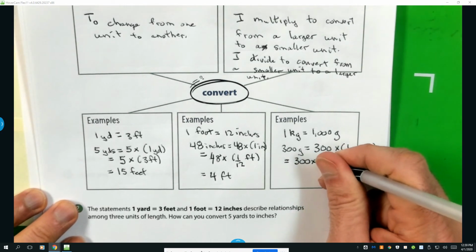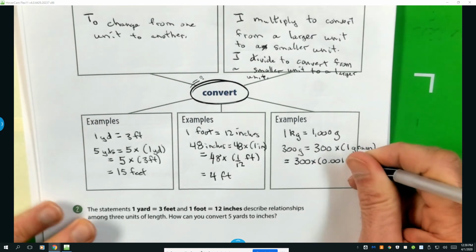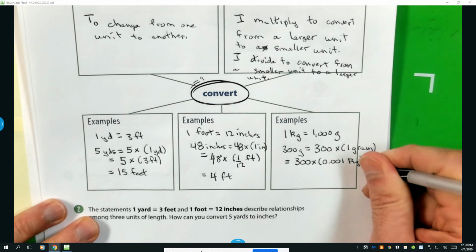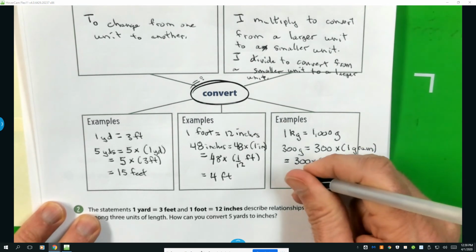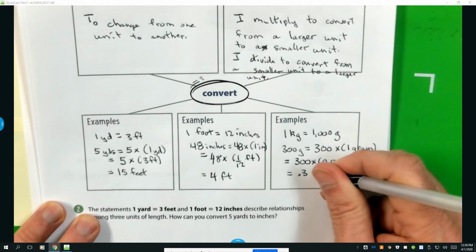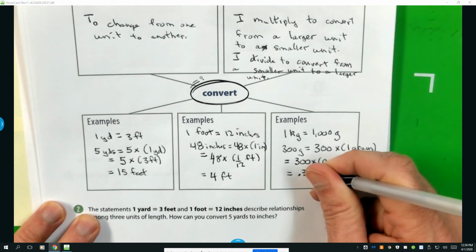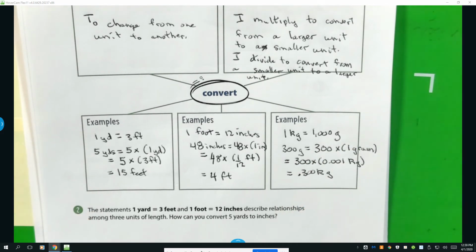Times 1,000th of a kilogram. And what that's going to be is 3/10 kilogram, or 300 thousandths of a kilogram.